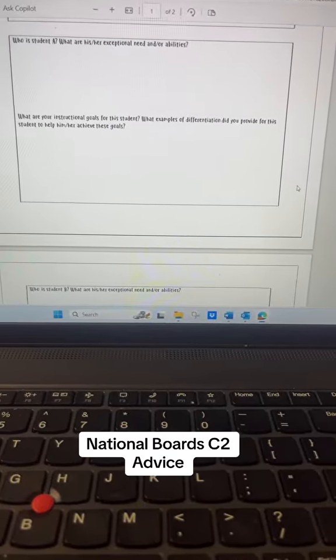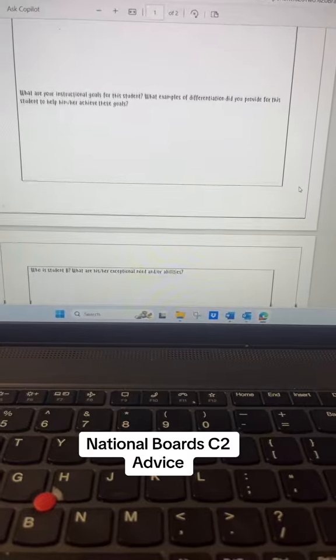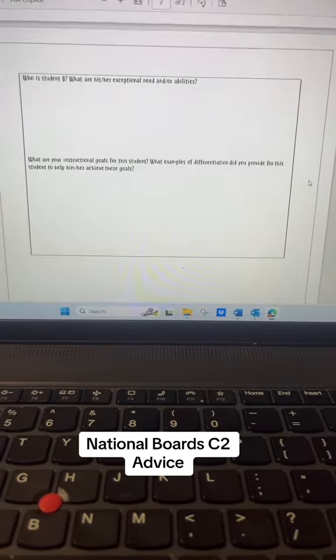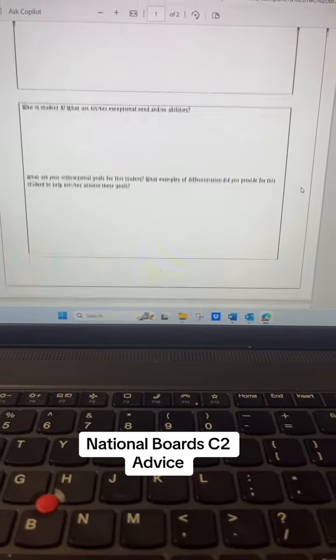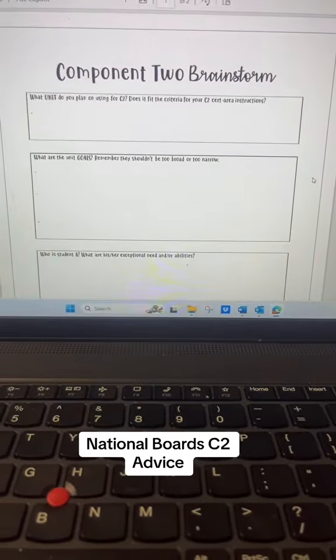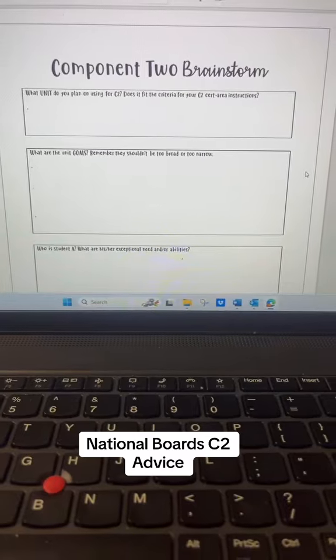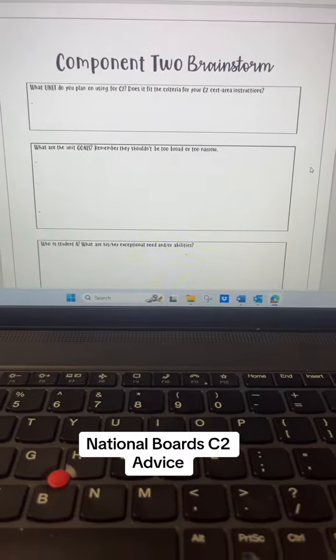If you're struggling with differentiation, I'm going to give you a resource in a second to help you with that. And then the second part just asks you the same questions about student B. So this is a great way to just start getting ideas onto paper. And if you have questions about it, you can always comment. But let me show you a good resource for differentiation.